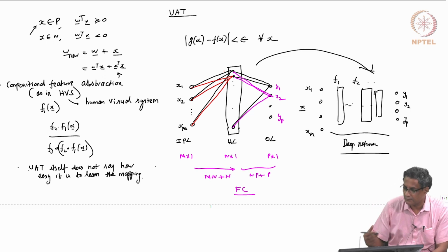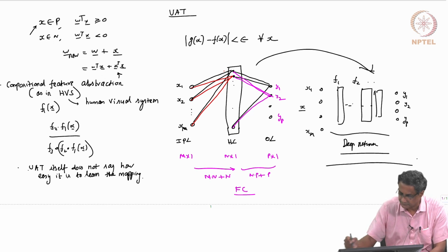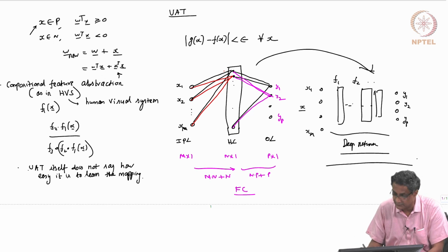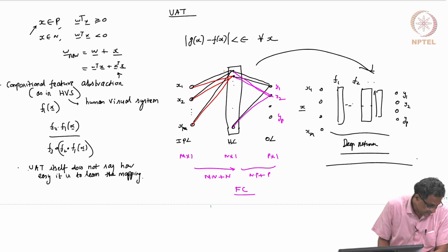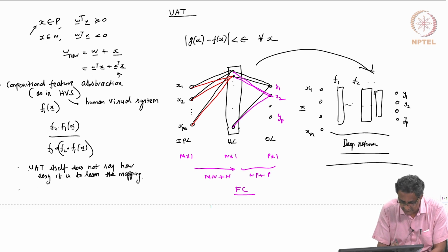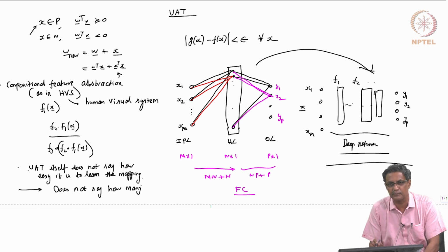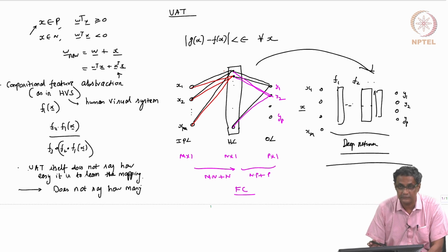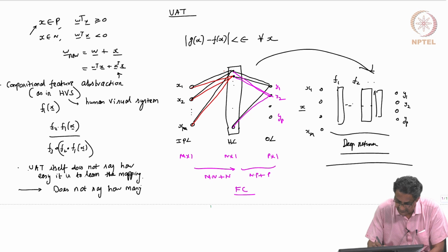And the fact is that people have found that there are efficient ways of actually doing it. It also does not say how many neurons are needed. It only says that a representation is possible: any g of x, you can approximate by some f of x as close as possible. It doesn't say how many neurons you need for that task.